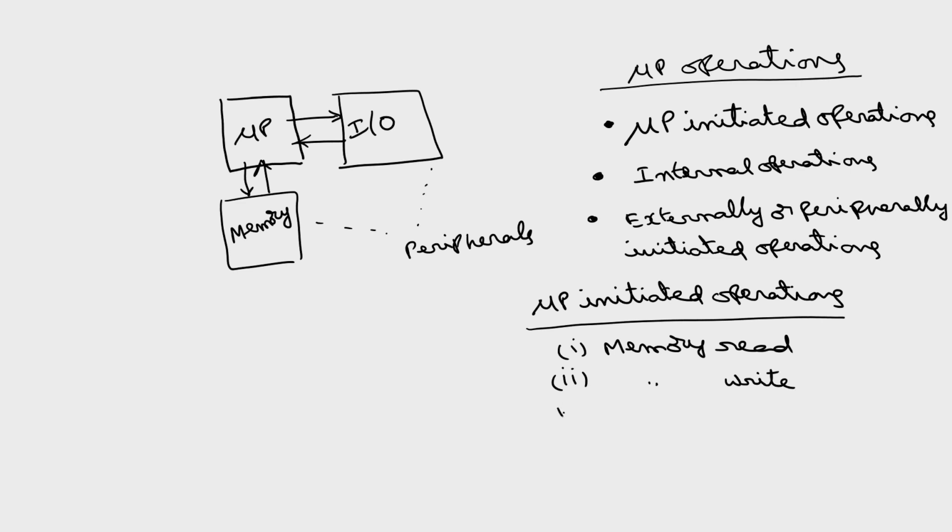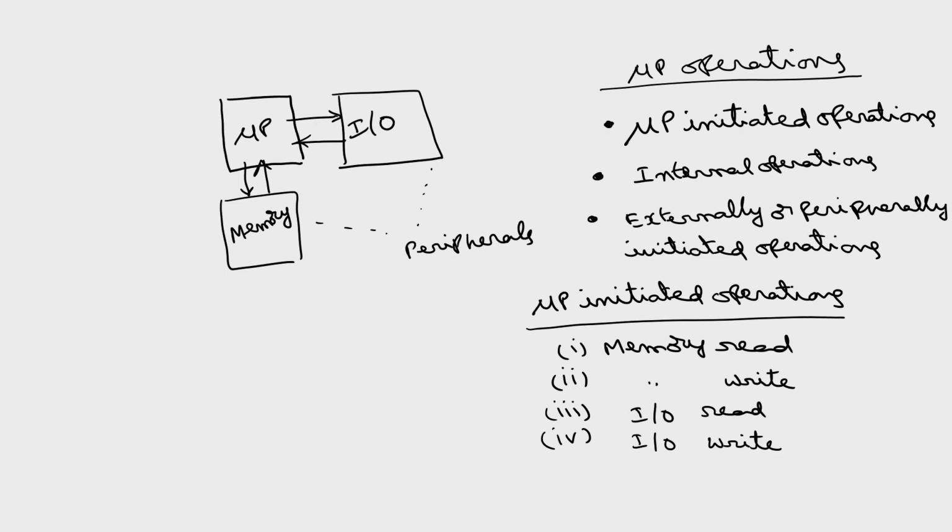Similarly, I/O read. The microprocessor can read some data from the I/O device. In fact, I/O read means it is only an input device. From the input device it will read. And I/O write. The microprocessor can write some data into the I/O device, and basically writing will be into the output device, reading will be from the input device. So, these are the basic operations that will be initiated by the microprocessor.